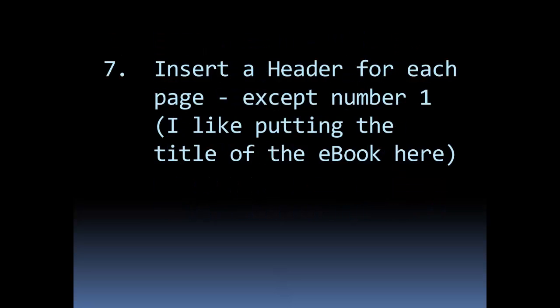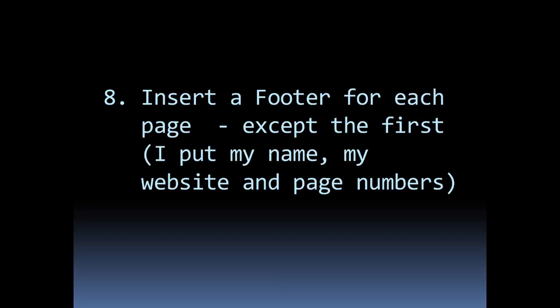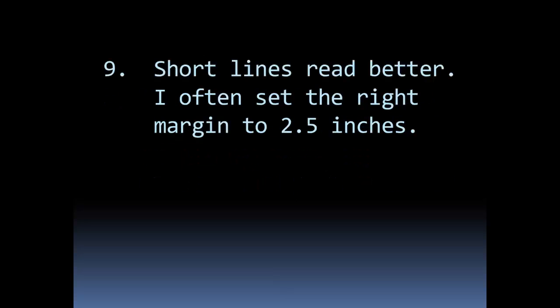Insert a header for each page, except for the cover page. I like putting the title of the ebook in that header line. It's a word processing thing. You also create a footer for each page. I put my name, the website, and the page numbers in the footer. Typically, short lines read better, so I often set the right margin to 2.5 inches instead of the normal 1 inch, which narrows up my document, gives me a few more pages, but it also makes it easier to read.